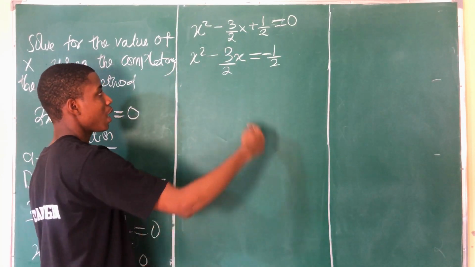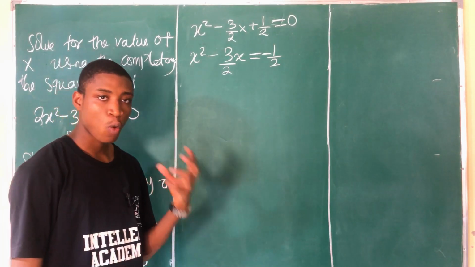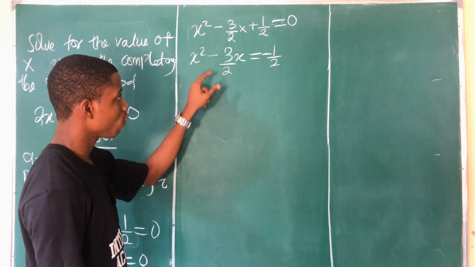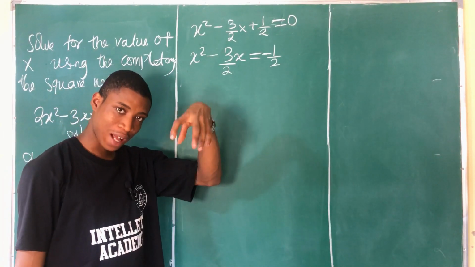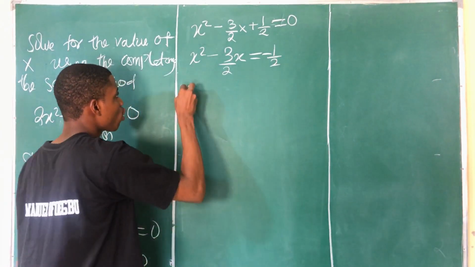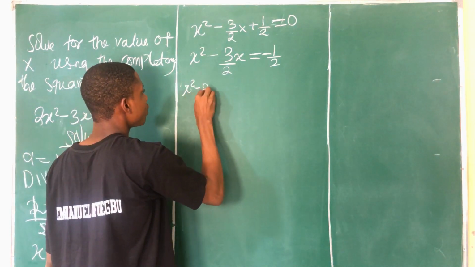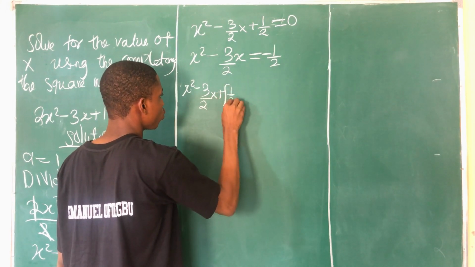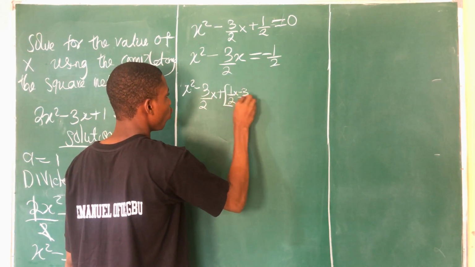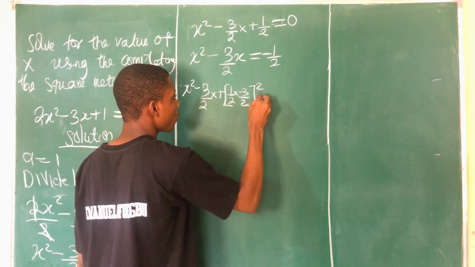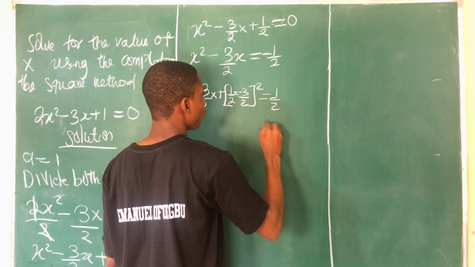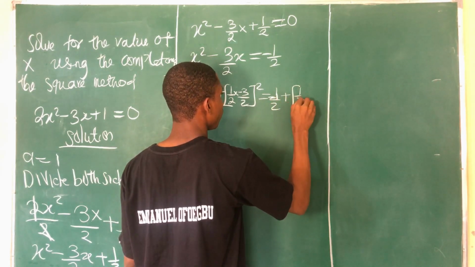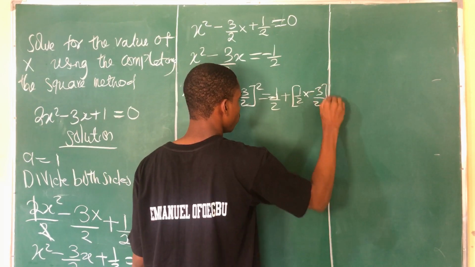The next step is what? Add the square of half of the coefficient of x. The coefficient of x in this case is −3/2. So we have to add the square of half of that. Therefore it becomes x² − (3/2)x + ... of course, 1/2 multiplied by −3/2, squared, equals −1/2 plus (1/2 × −3/2)².